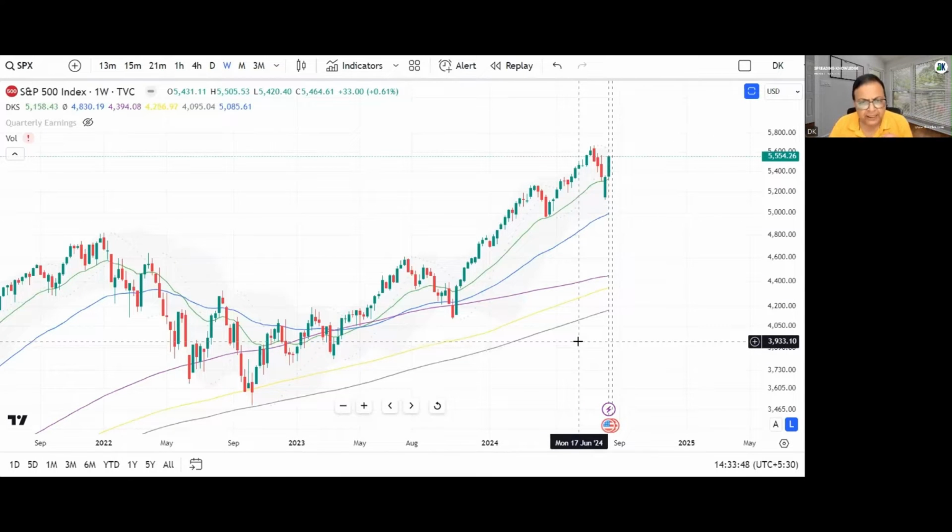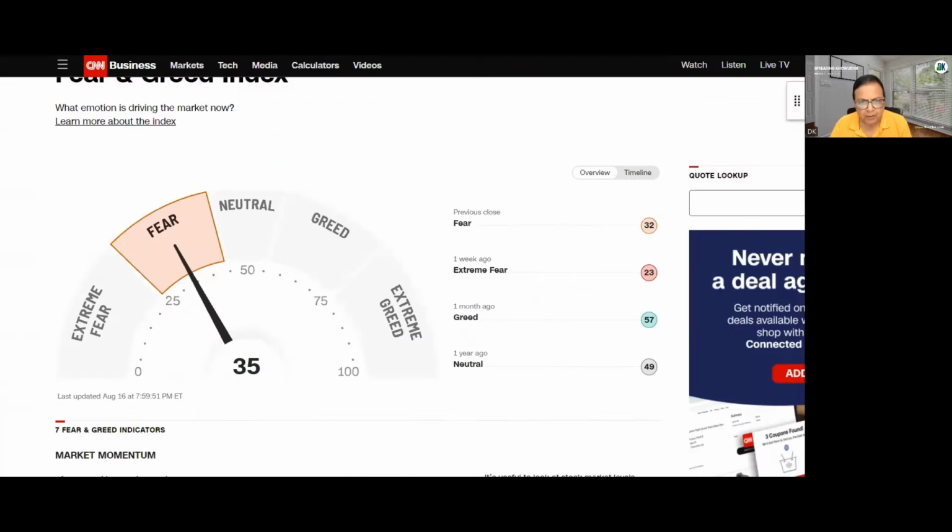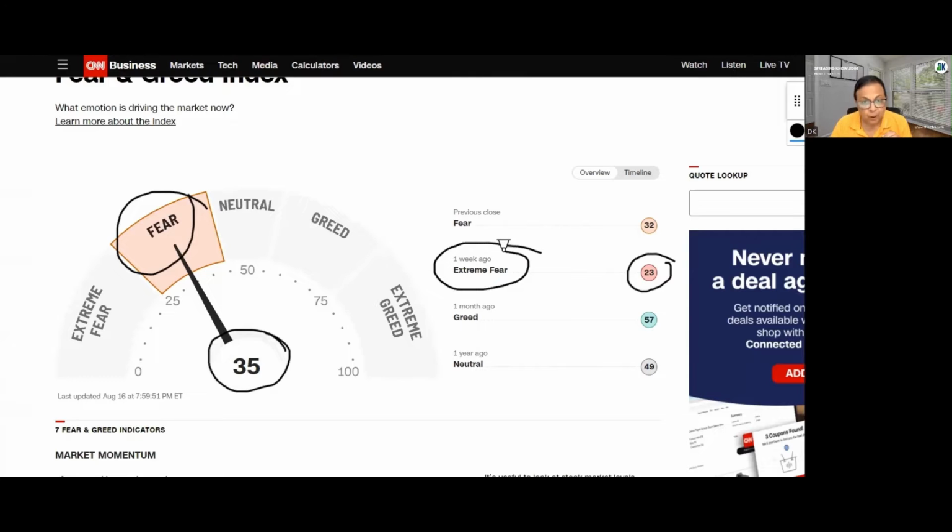Before we begin the technical analysis of the market, let us check the market sentiments that have driven the US stock market. So this is the fear and greed index. Currently it reads at 35, so it is in the fear zone. One week prior, it was reading at 23, so it was in the extreme fear zone.